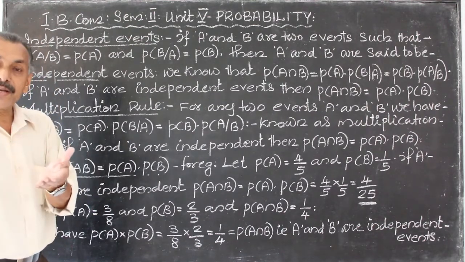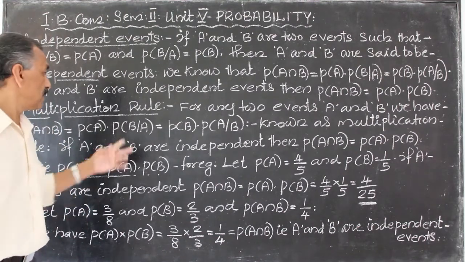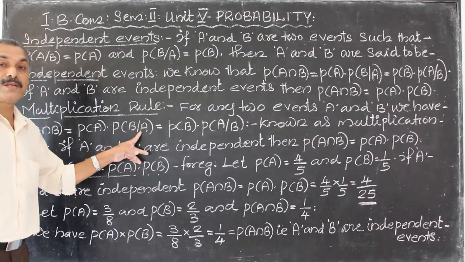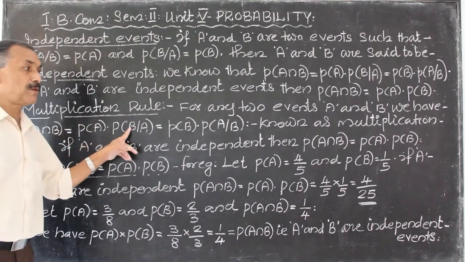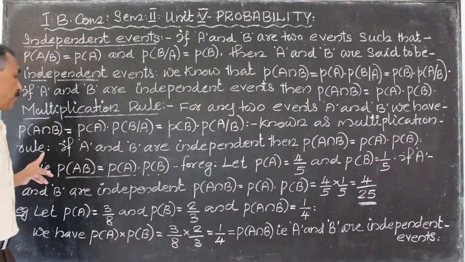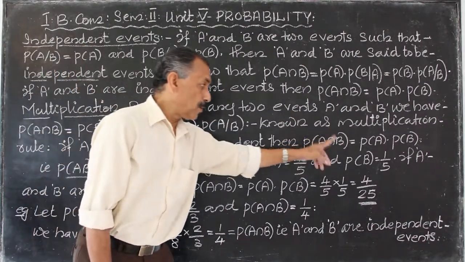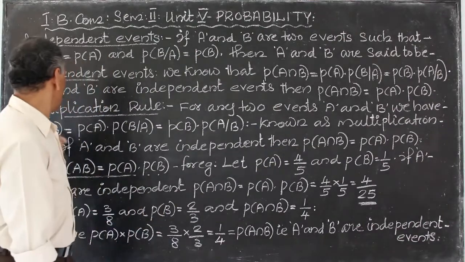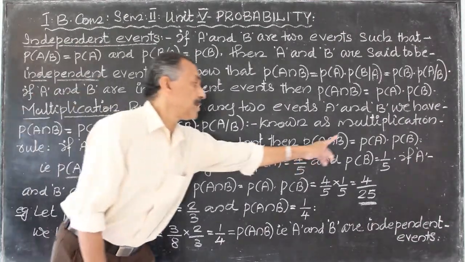Then next we assume that A and B are independent. If A and B are independent, what is this value? P of B given A is equal to P of B. That is, probability of A intersection B is equal to P of A into P of B. If A and B are independent, then P of A intersection B is equal to P of A into P of B.